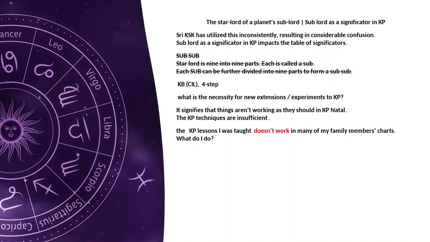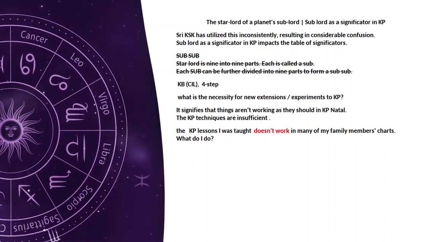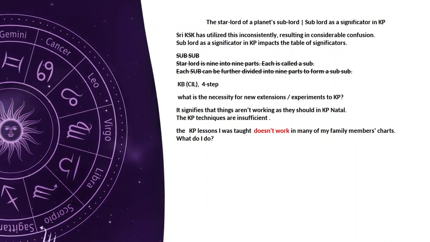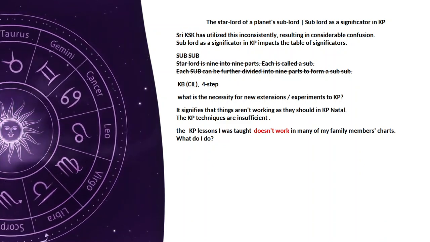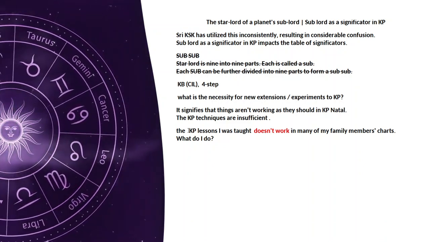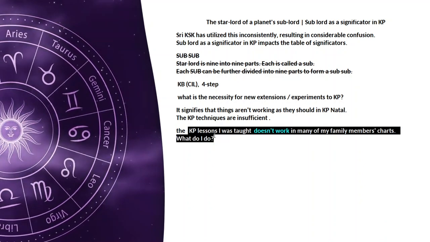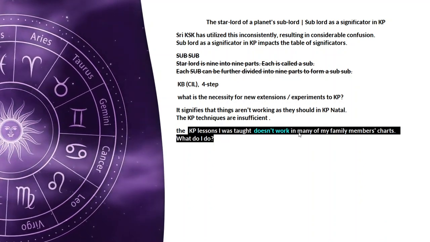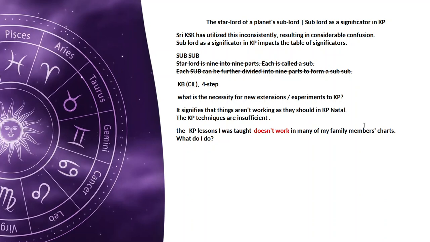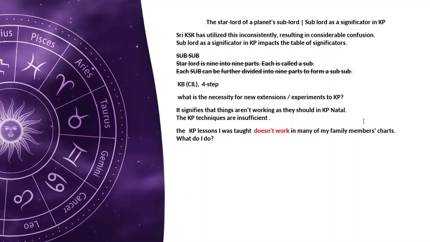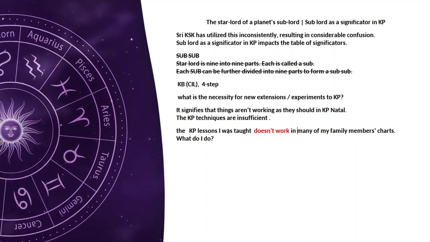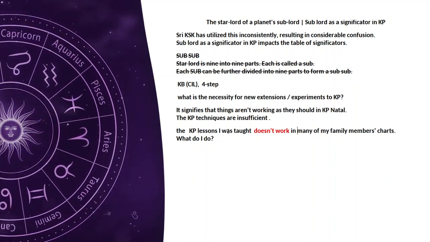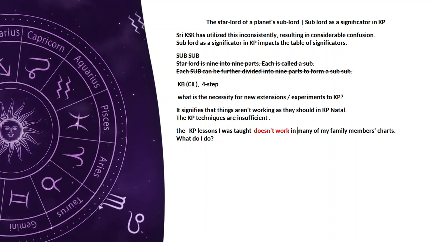Many beginners in KP astrology, when they send me an email, usually say that the KP lessons they were taught don't work in many of their family members' charts. So what do I do? This is not something unusual. This is a very well known thing in the KP framework.